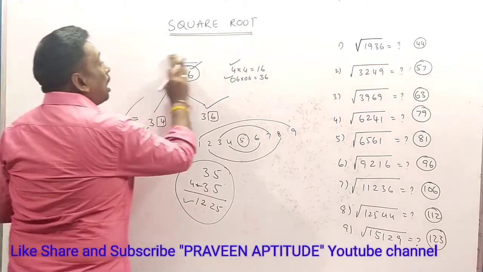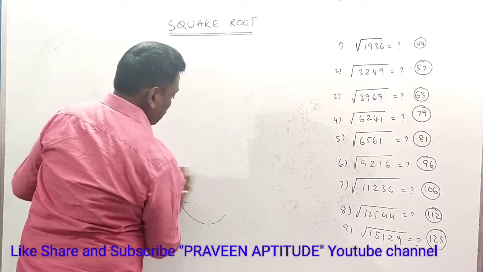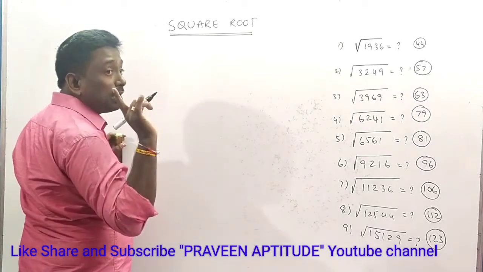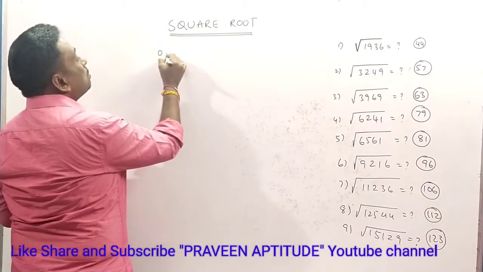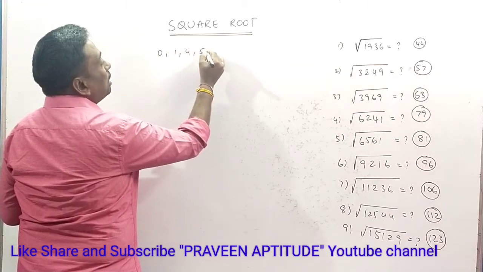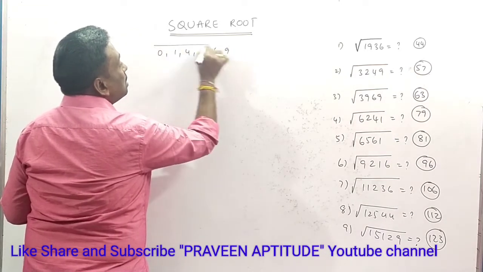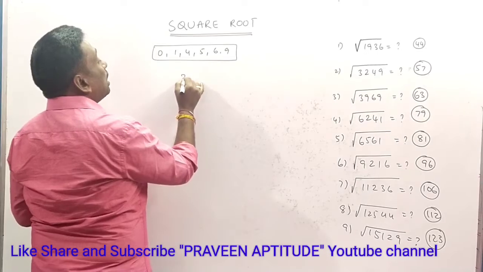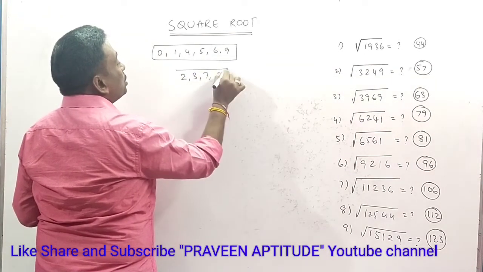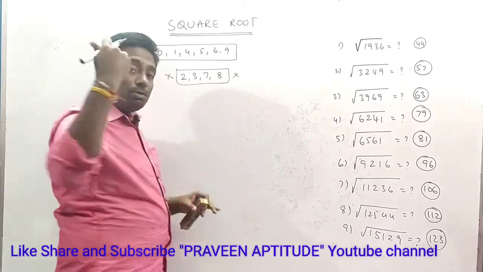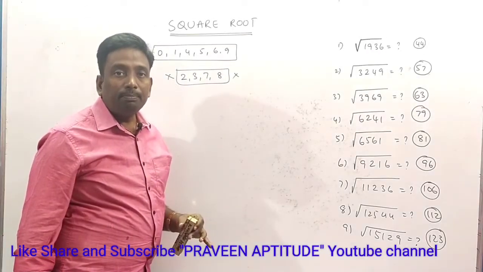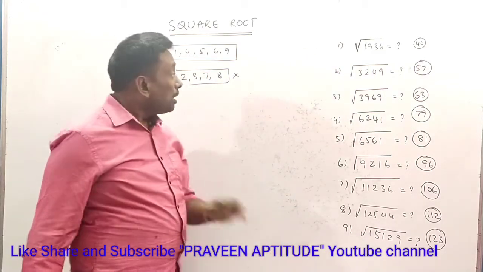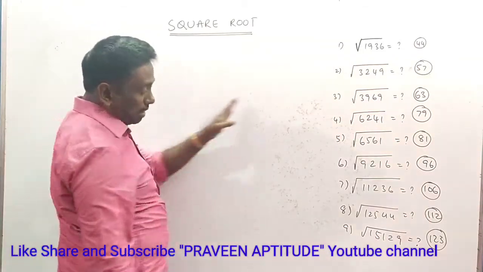Here you always have to remember: a square root exists only for the numbers whose last digits are either 0 or 1 or 4 or 5 or 6 or 9. For these numbers only there exists a square root, if it exists. But if the last digit is any of the others, then we can say directly that there is no square root for that number. Now you have to try to solve these numbers' square roots. Now I will explain you one by one.